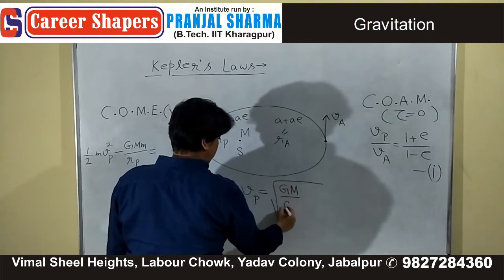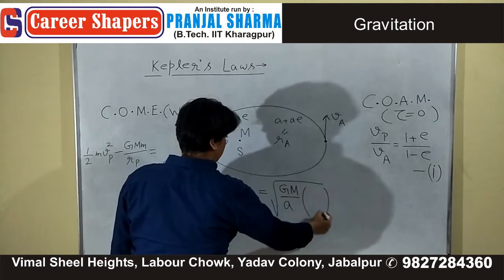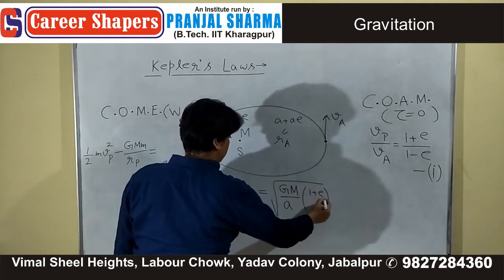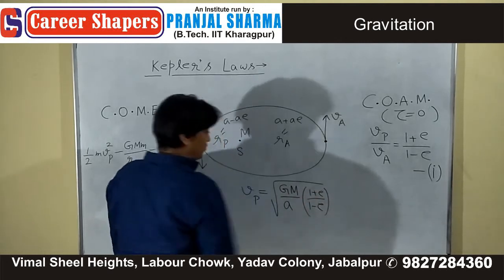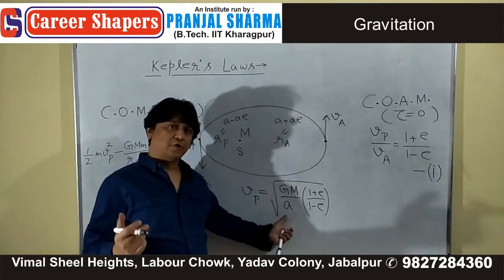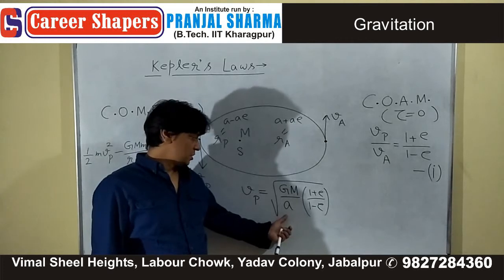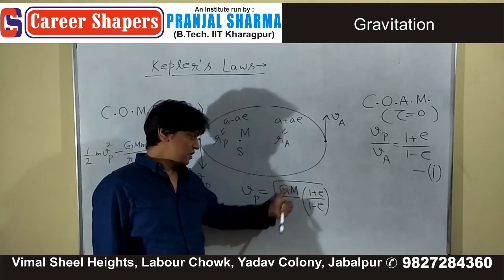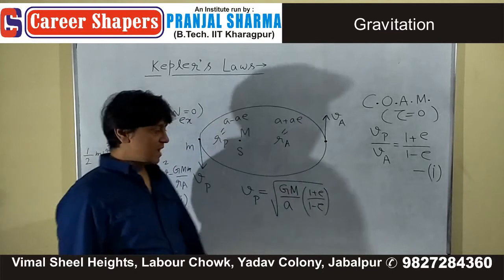After solving, you will get your Vp as root over GM divided by A, 1 plus E divided by 1 minus E. An important result for competitive examinations. What is velocity at perigee? Root over GM by A, 1 plus E upon 1 minus E.